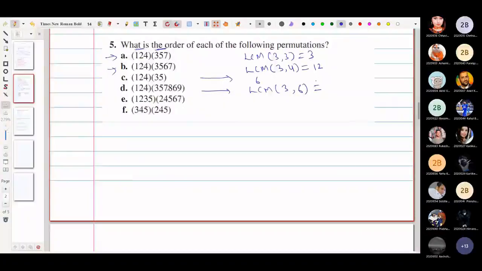Tell me the value. 6. 6. Okay. Then let us take up part E: 1, 2, 3, 5, and then we have 2, 4, 5, 6, 7. Okay, so this is not straightforward. In this case, we need to find a disjoint cycle representation of this. Okay, so how can we write part E?